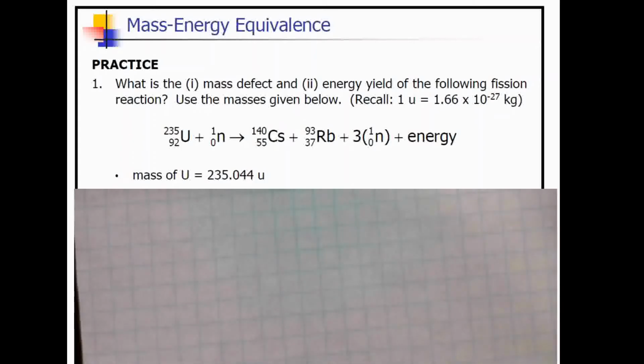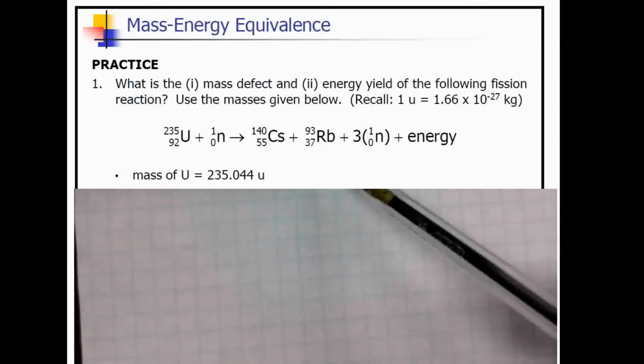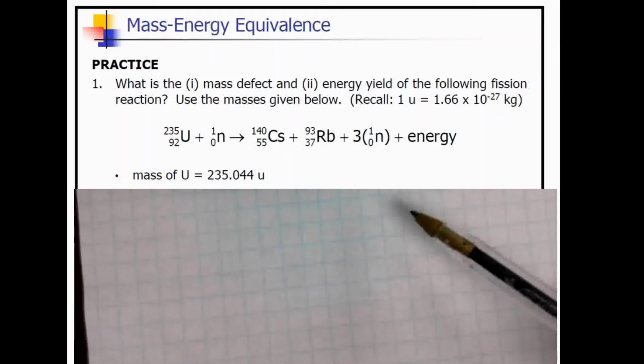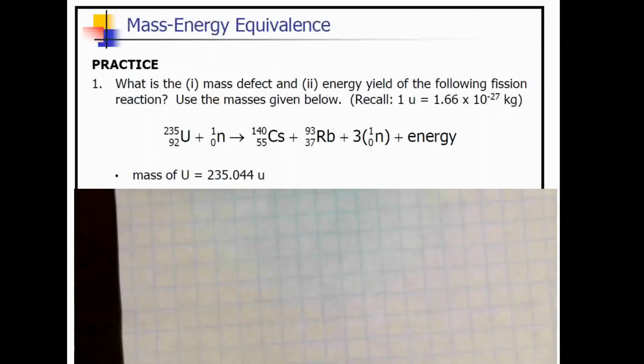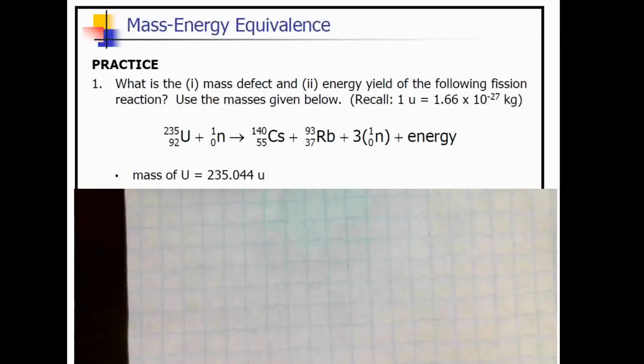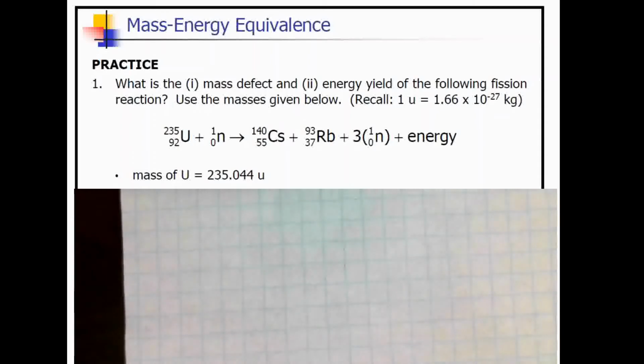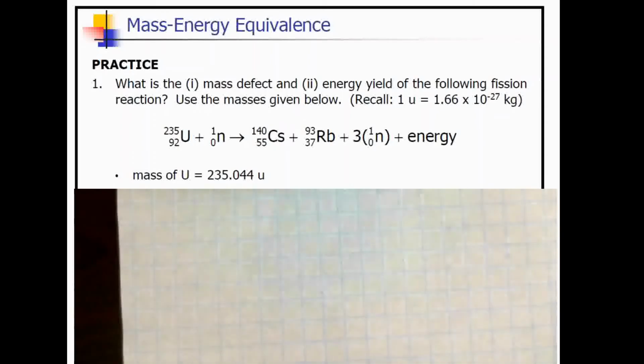Now, one of the questions you'll get is whether the reaction is a fusion reaction or a fission reaction. What we can tell is, if we have something that's large and it breaks apart into two smaller things, it's a fission reaction. So here we have uranium-235. It breaks up into cesium-140 and rubidium-93. So this is a fission reaction.